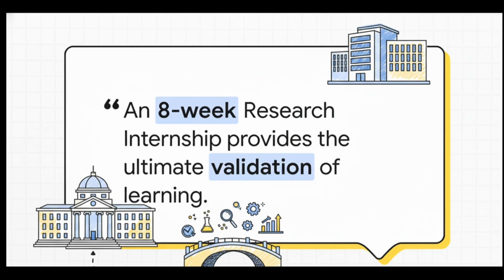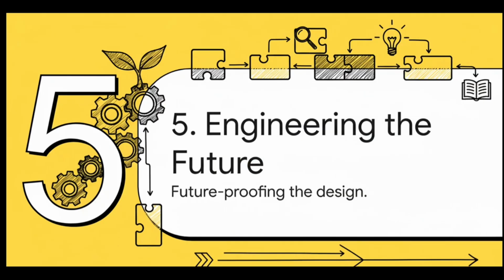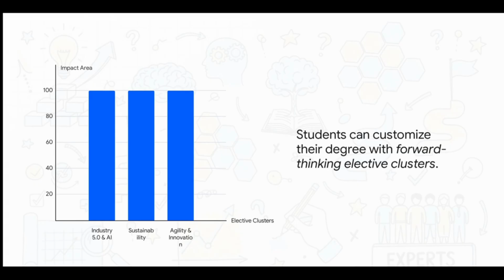But a great educational design can't just work for today. It has to anticipate the needs of tomorrow. A rigid curriculum can become obsolete so fast. So how does this program stay relevant? Well, the answer lies in its really strategic use of electives. This is so smart. This is how the program future-proofs its graduates. It lets students customize their learning with these elective clusters in emerging, high-impact areas, everything from AI and Industry 5.0 to sustainability to agile innovation. This literally empowers them to build a degree that's ready for the challenges of tomorrow.